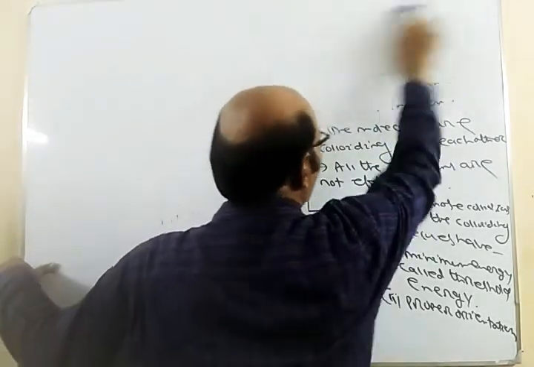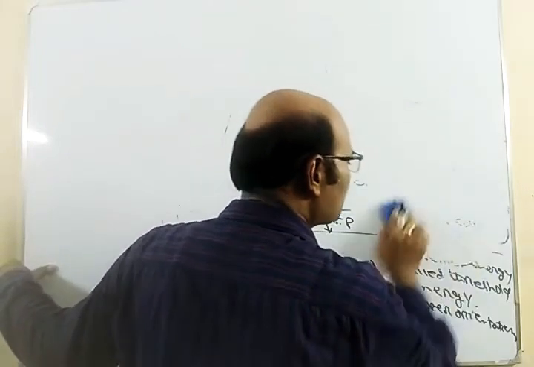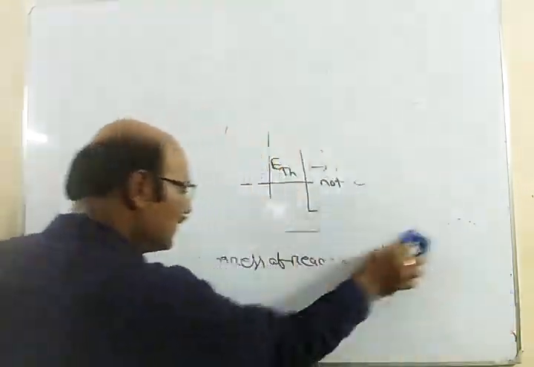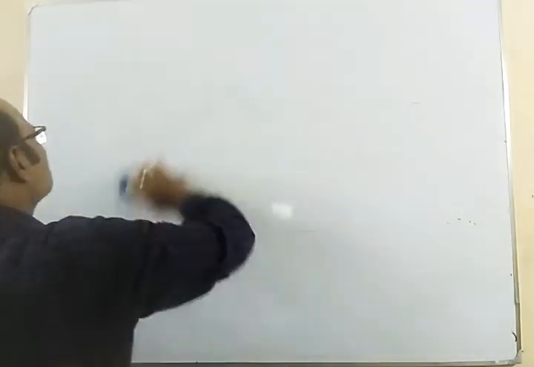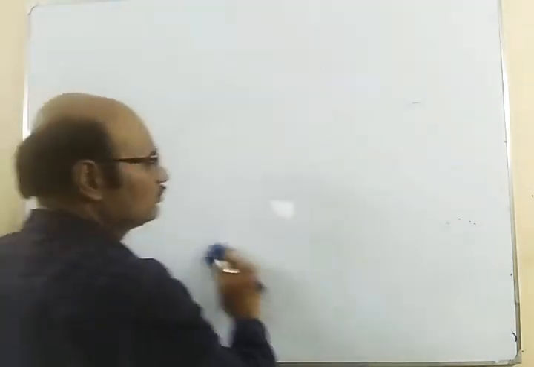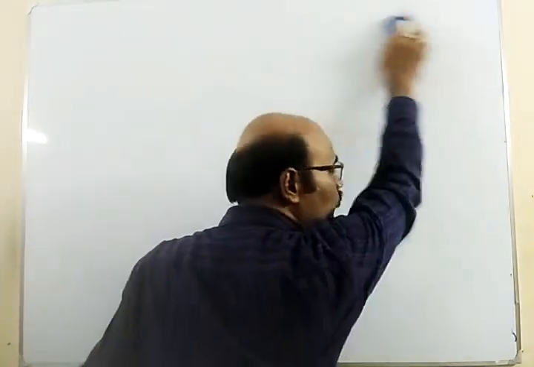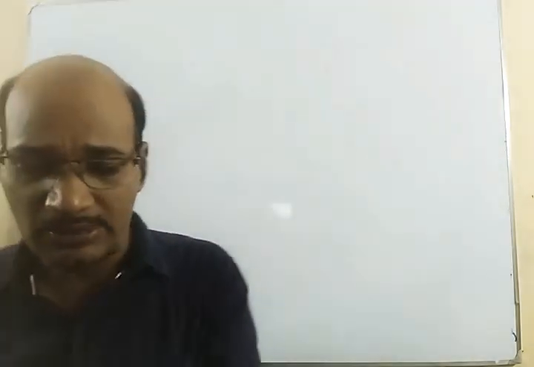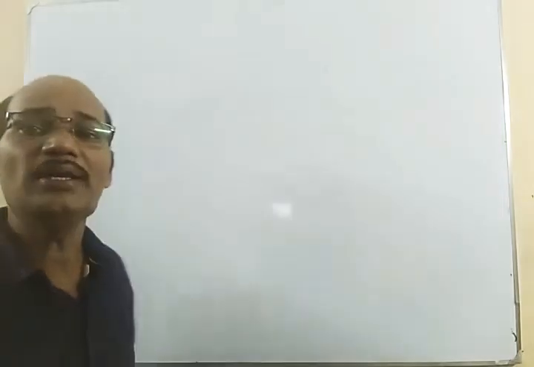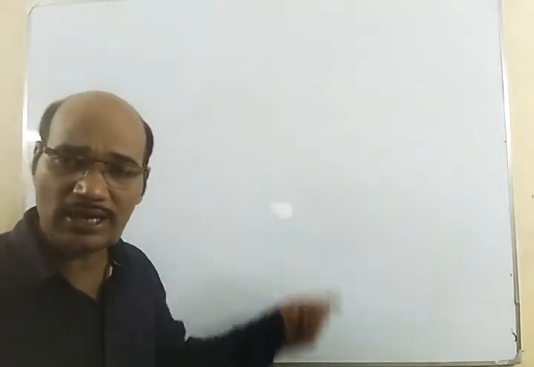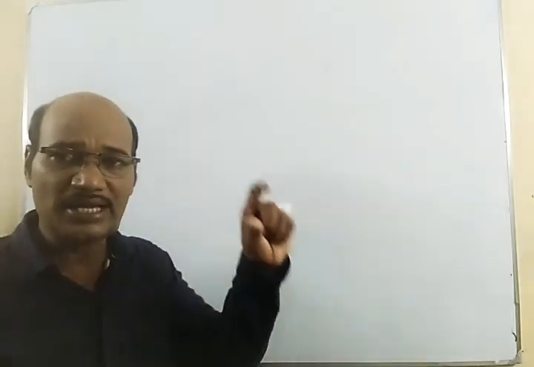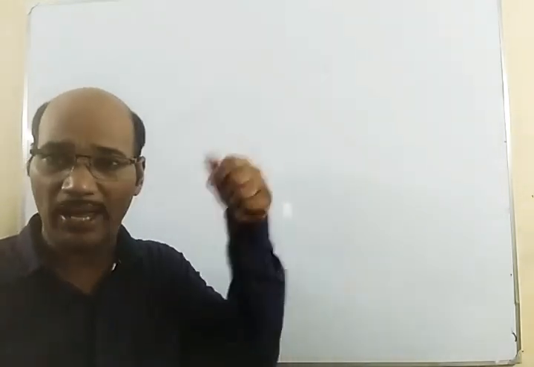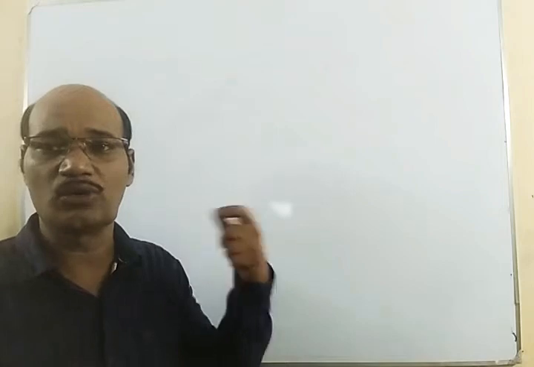So normally the reacting molecules are in a normal energy state, and at that energy state the molecules are not able to react, not able to give an effective collision. Hence, extra energy must be supplied to the reacting molecules so that they reach the threshold state, and the extra amount of energy supplied to the reacting molecules is called activation energy.